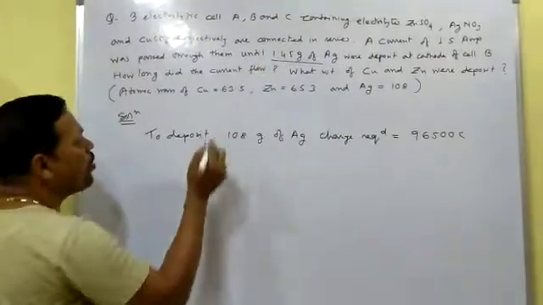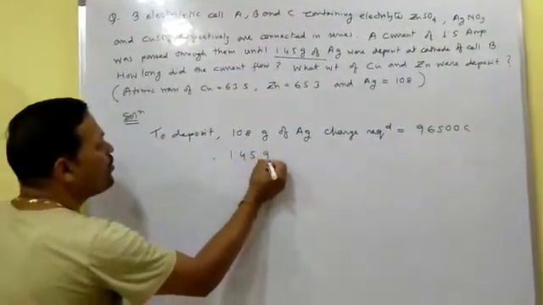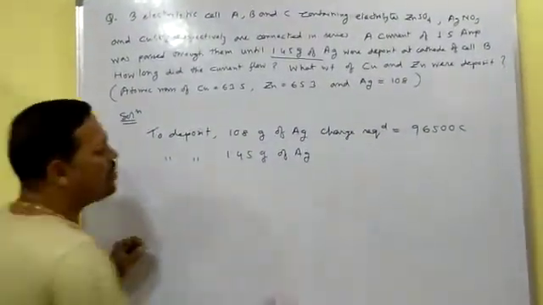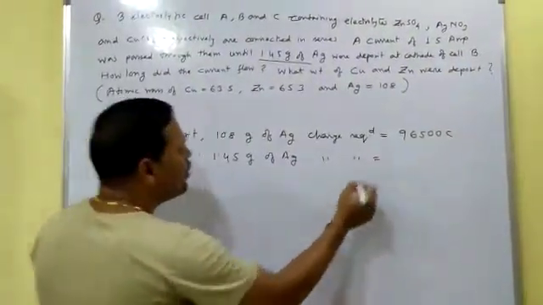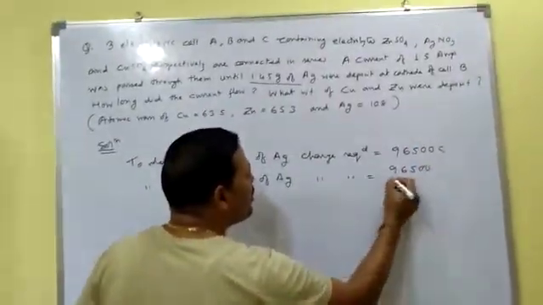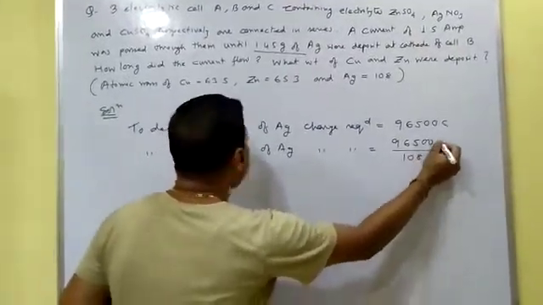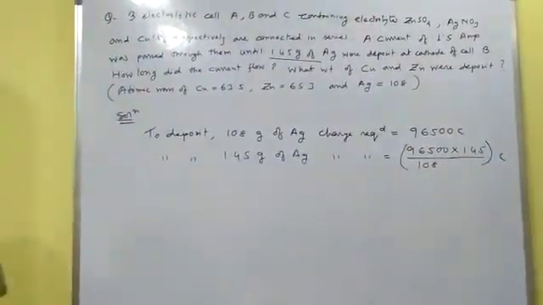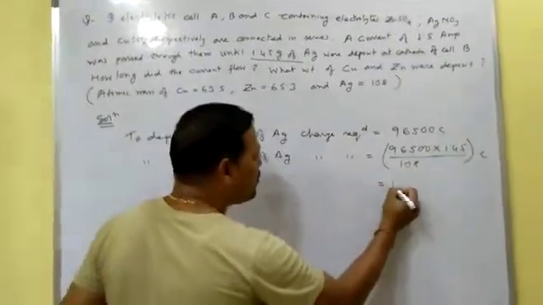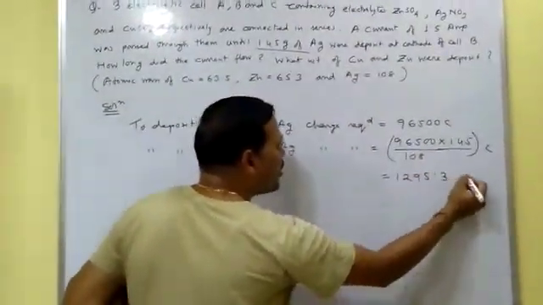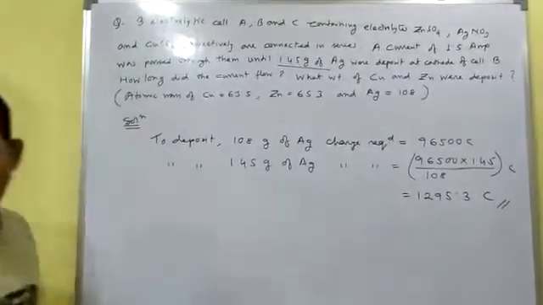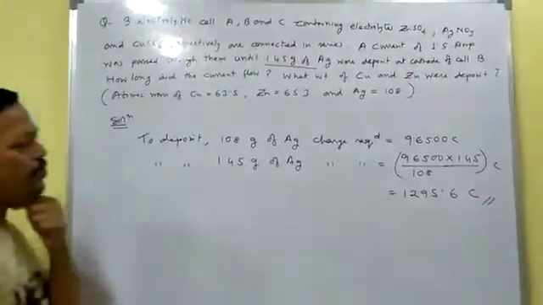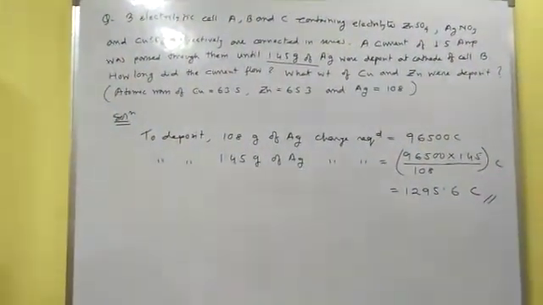Now how much have we deposited? Only 1.45 gram. Therefore to deposit 1.45 gram of silver, the charge required will be equal to 96500 divided by 108 multiplied by 1.45. This much coulomb of charge is required. So when you calculate it, you will get 1295.6 coulomb of charge. I mean this much amount of charge is required.